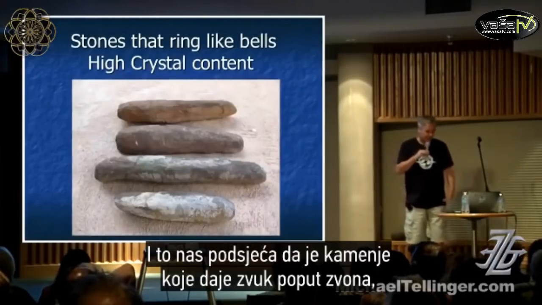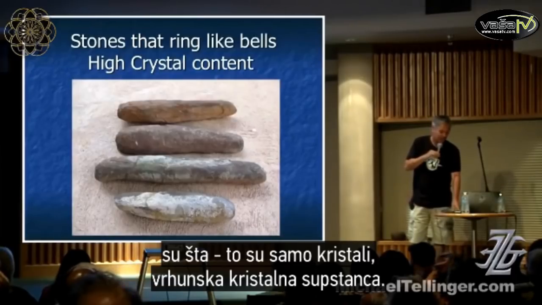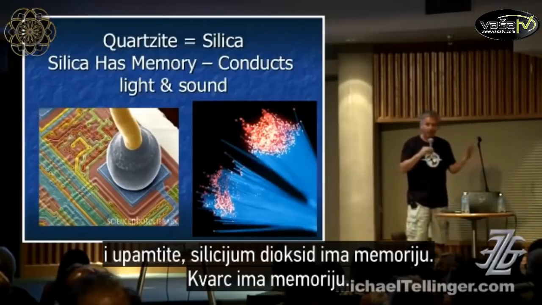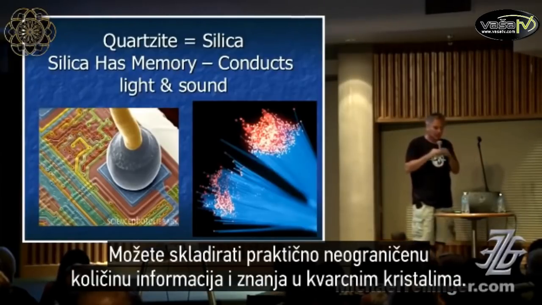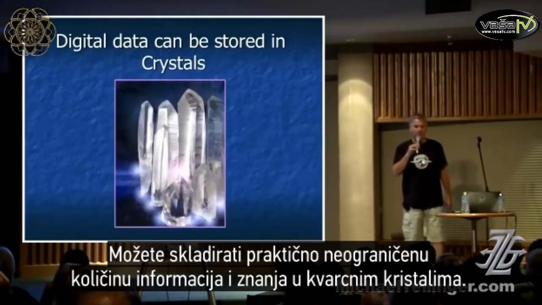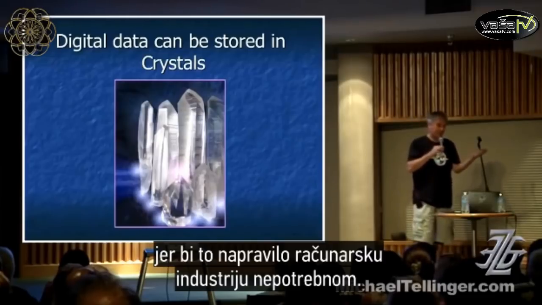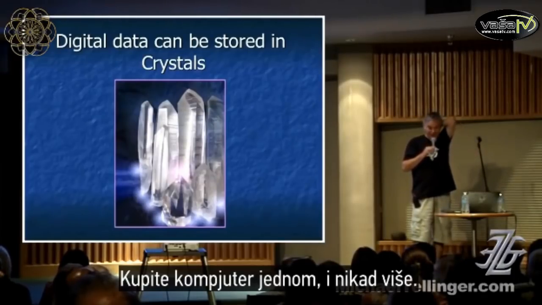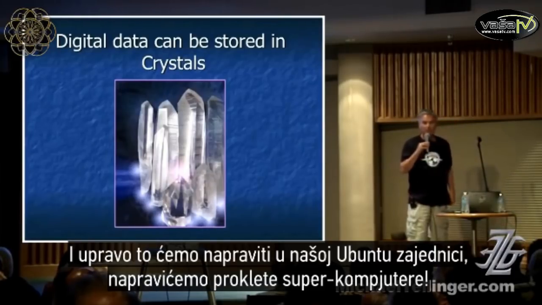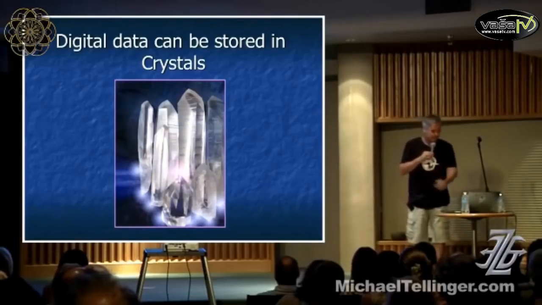And that reminds us that the stones that ring like bells are what? They're just crystals. They're very, very high in crystalline substance. Very rich in quartz and silica. And remember, silica carries memory. Quartz carries memory. You can store a virtually infinite amount of information and knowledge in quartz crystals. And this is why they don't put them in our computers, because that would make the computer industry obsolete. You'd buy a computer once and never again. And that's what we're going to do in our Ubuntu communities, build bloody supercomputers, because we know how to make them.